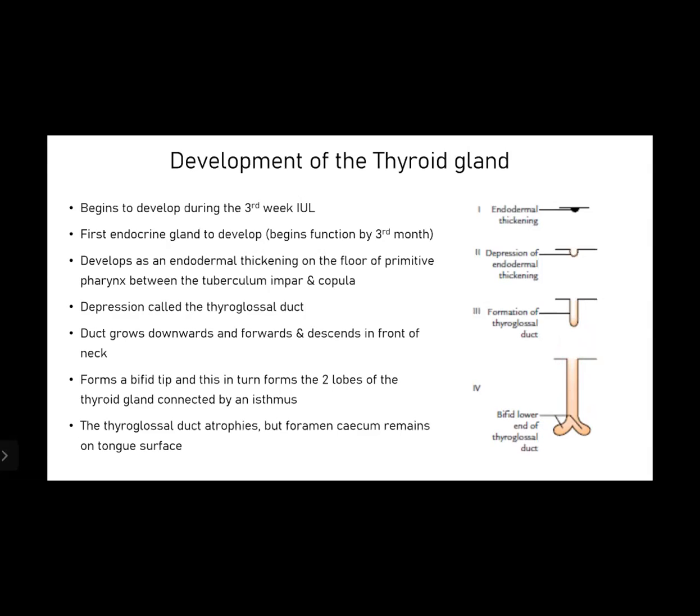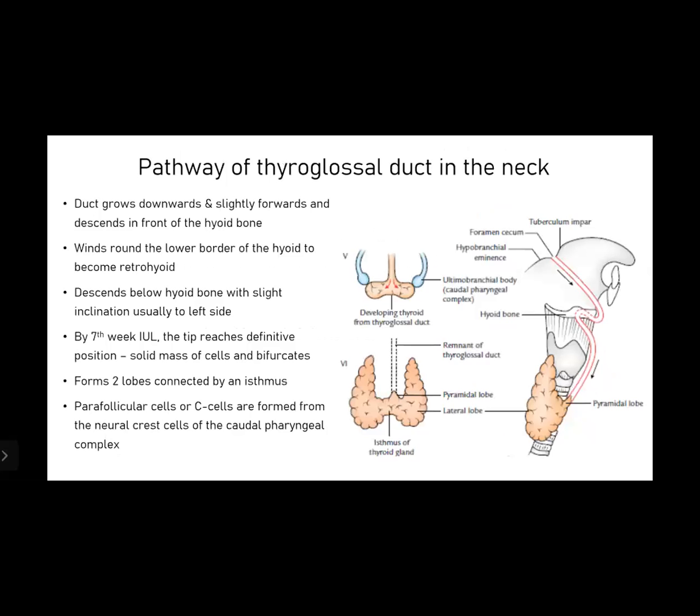Later on, the connecting duct, which is the thyroglossal duct, atrophies, but the foramen cecum remains on the surface of the tongue. Occasionally, the thyroglossal duct may remain and form a cystic cavity. So you have what you call a thyroglossal duct cyst in children. It needs to be operated on and removed.